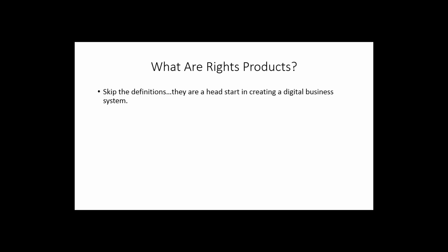So what do you have when you have a rights product? What is it that you can actually do? A rights product basically means you didn't do the work. So you don't have to do the research. You don't have to write it. You don't have to do sales pages. You don't have to do the videos. You don't have to do the packaging. So you have a product. You have raw material to create a product.